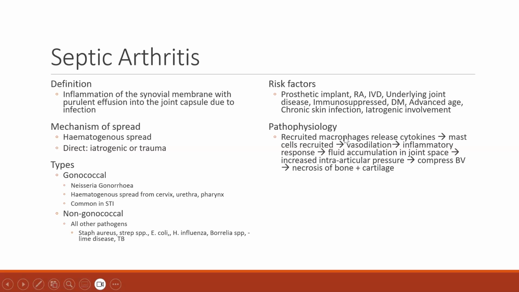Pathophysiology: macrophages release cytokines. We get vasodilation, an inflammatory response, fluid accumulation in the joint space, increased pressure, compression of blood vessels, and then necrosis of the bone and cartilage.